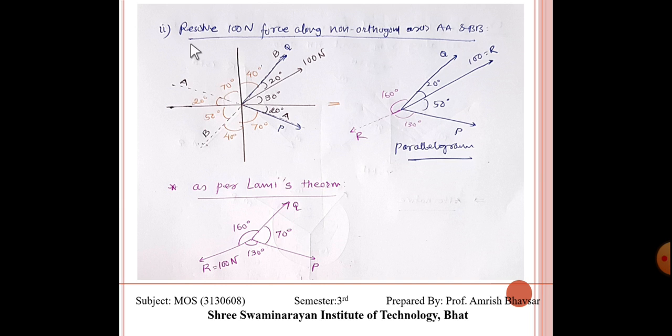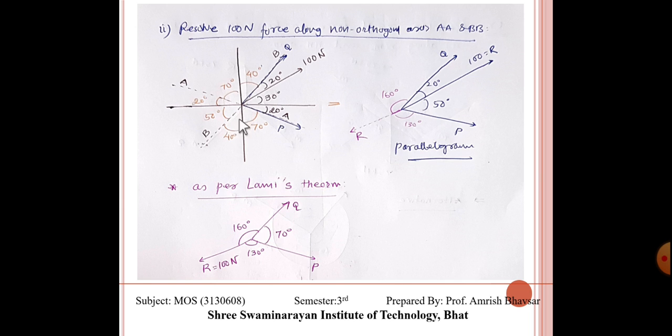Now resolve the 100 Newton force along the non-orthogonal axes AA and BB. This is our AA axis, and we are going to consider the P force over here, and this is the BB axis, and we are going to consider the Q force over there. First, we have to find out all these angles. This is 20, so it is 70. Here it is 20 and it is 70. This is 50, then it is 40. So it is 40 and it is 50.